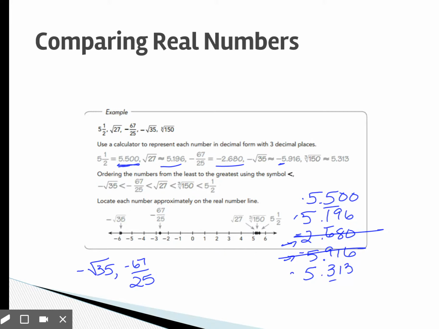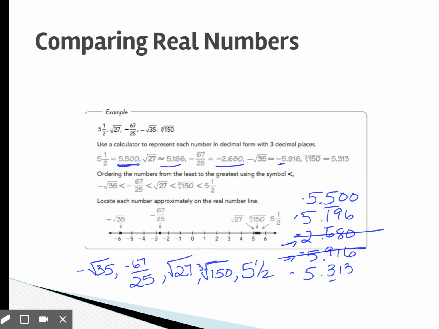So 5.196 came from the square root of 27. So that comes next. And then 5.313, which came from the cube root of 150. And then last, we had 5 1/2.